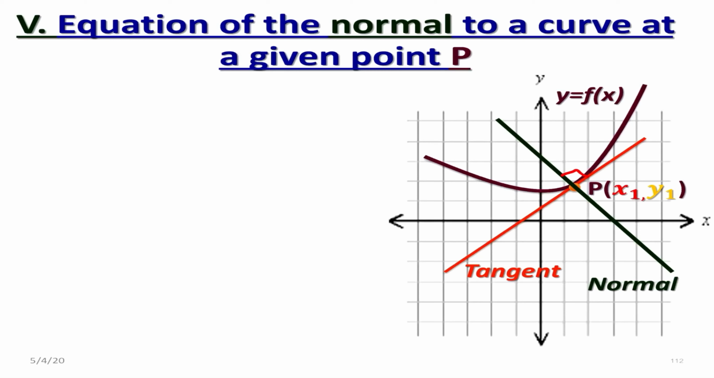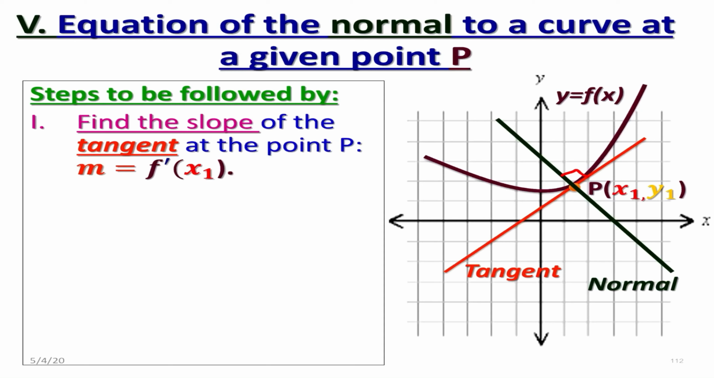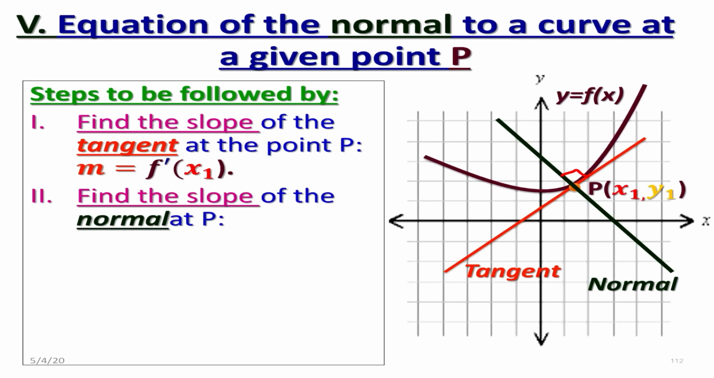So actually the steps for finding the equation of the normal line are pretty similar to the steps for finding the equation of the tangent line. Here they are. The first one, you need to find the slope of the tangent line at the point P. Let's call it m, and it's just the value of the derivative f prime at the point x1.